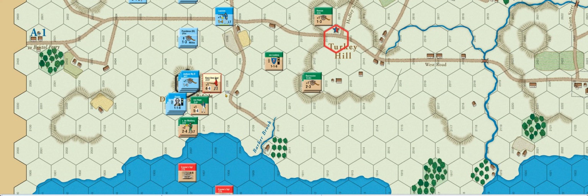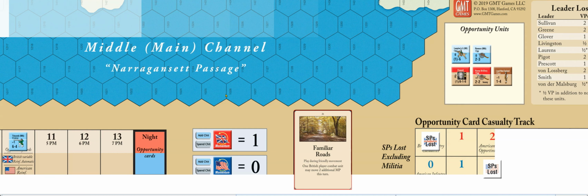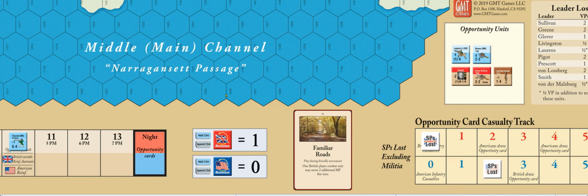I'm going to play a card, Rob. Okay. And let me go up to my cards here. I'm going to play this one, which is going to come down to the map board. This is Familiar Roads, played during friendly movement. This allows 1 British player combat unit to move an additional 2 movement points this turn.